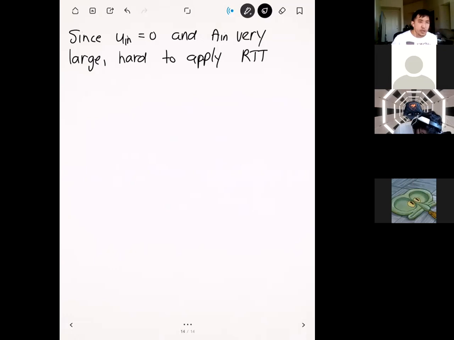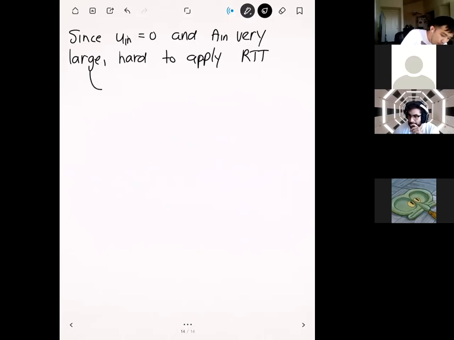Because the only other time that we saw an inlet velocity of 0 is when our control volume was moving. If we have an inlet velocity of 0, but we're moving towards the flow, that's fine, because we have a relative velocity in this case. But in this case, we have a stationary control volume and 0 inlet velocity. And so this makes it really hard to apply RTT because we can't really quantify things at the inlet.